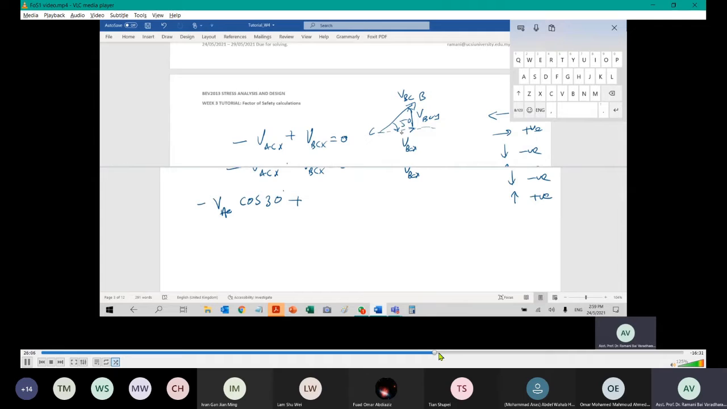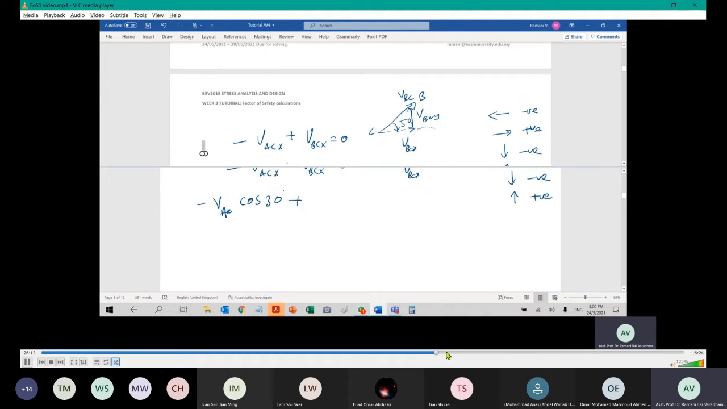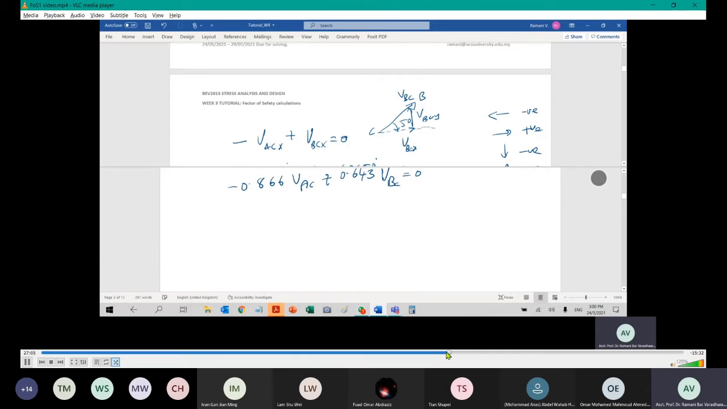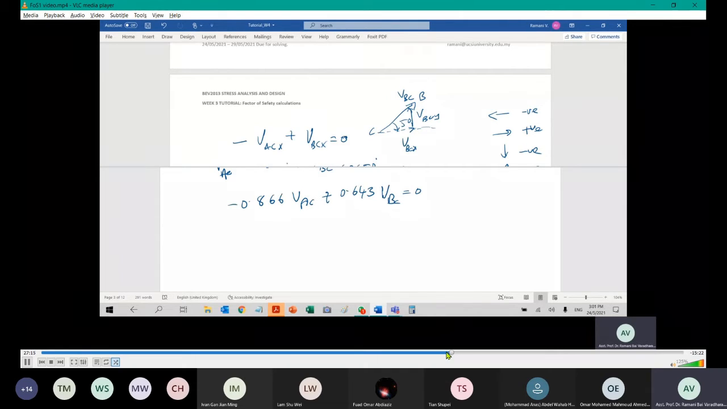Our BCX will be again the adjacent side, right? This one again adjacent side. So we will have VAC plus 0.643 VBC. Are you getting this answer? Equal to 0. Then moving on. Have you got the answer? Right. Treat this as equation 1.